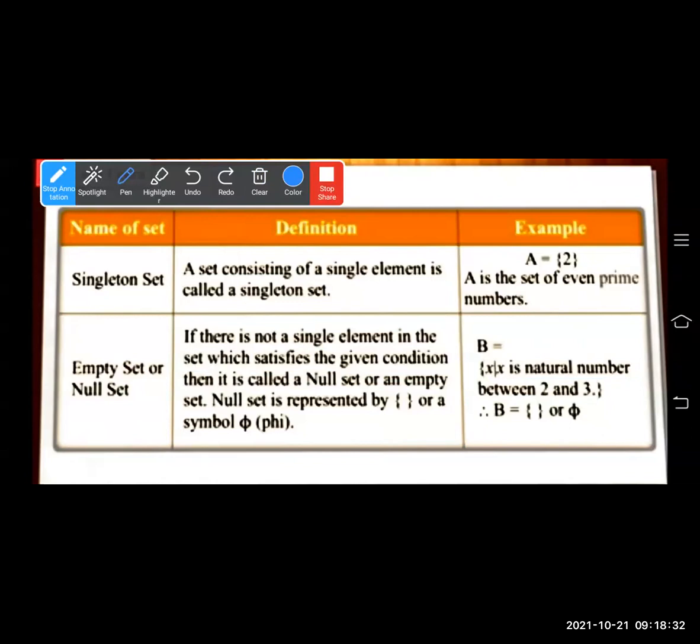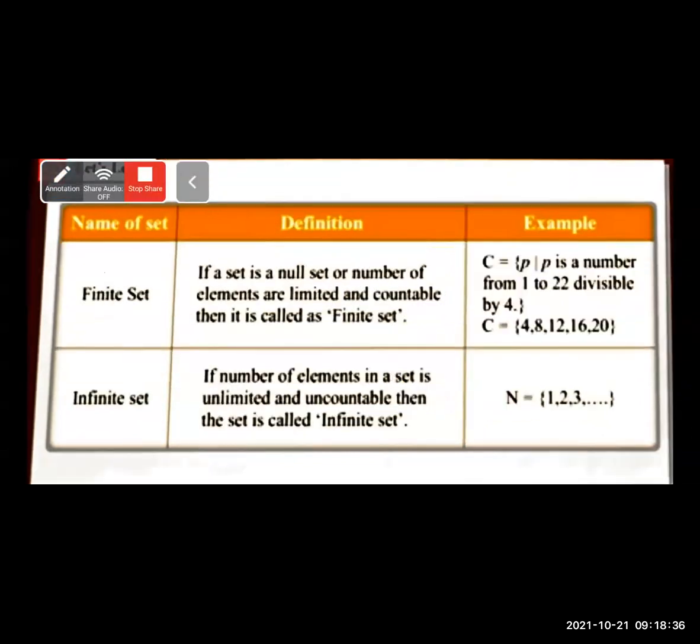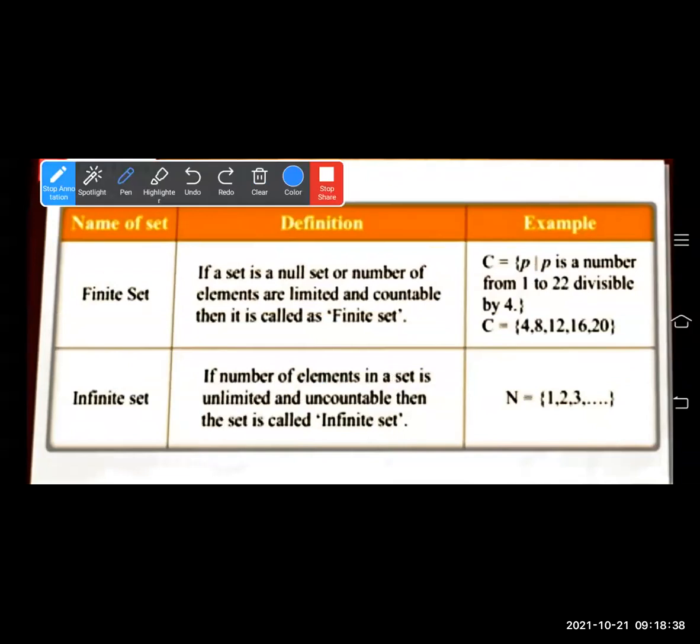Let's see the definition of finite and infinite sets. The name of the set is finite set. If a set is a null set or the number of elements is limited and countable, it is called a finite set. For example, P is the set of numbers from 1 to 22 divisible by 4.